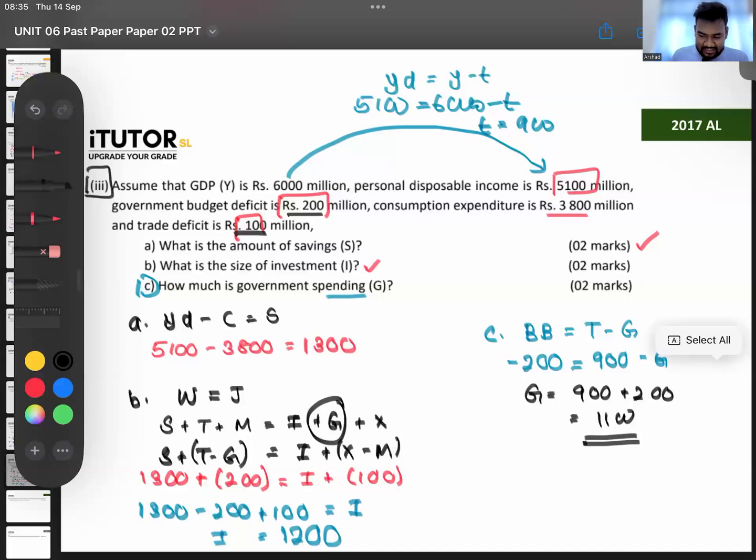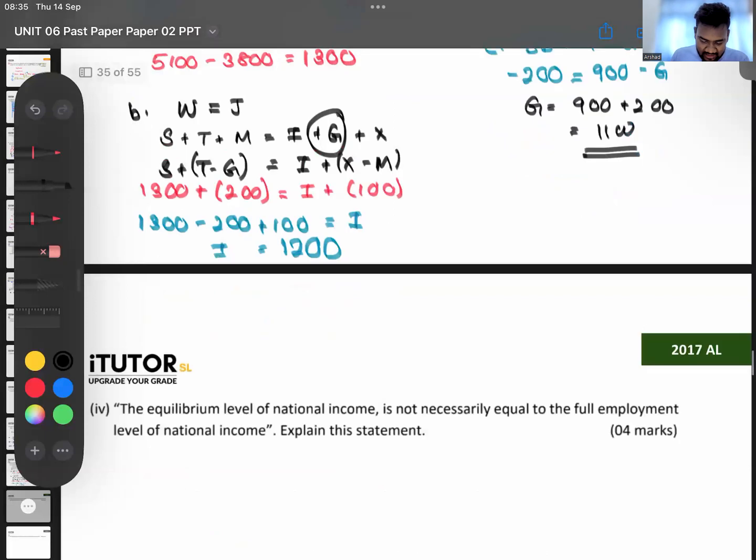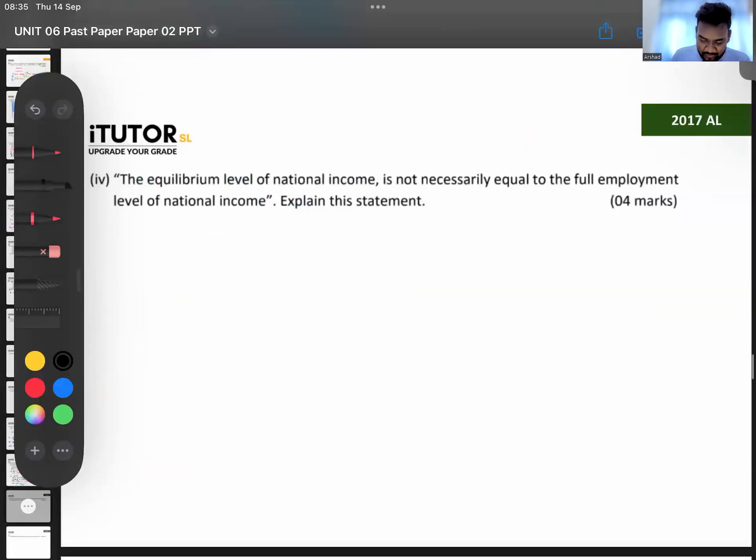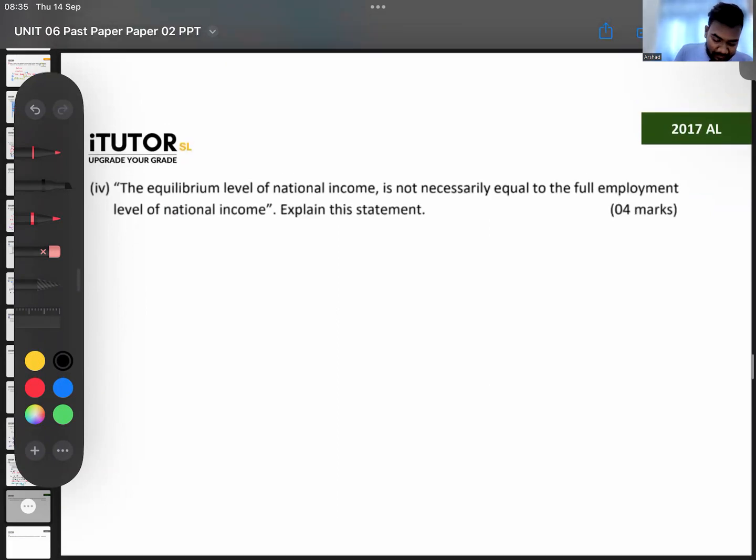Shall we wrap things from there? Shall we do the, no, there is one more. We'll do this also and wrap things up because I have to go to work today. We'll quickly do this and then we can wrap it up.